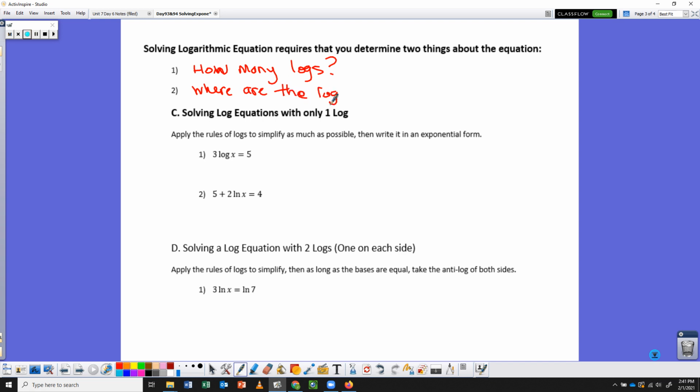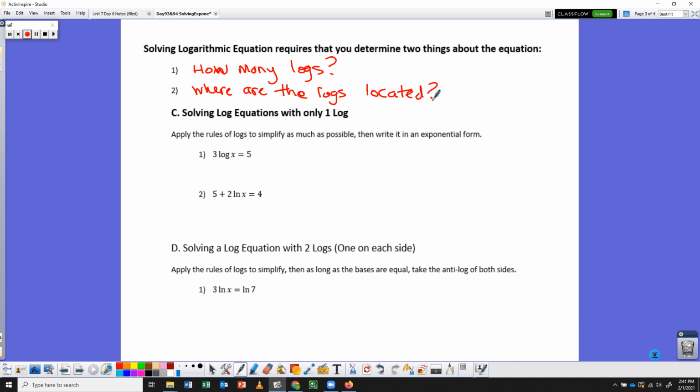Are they on the same side? Are they on different sides? Answering these questions are going to help lay out a path forward for you to be able to solve. Now, the easiest thing that could happen, which is the only thing that we're going to do in today's notes, and then we'll come back and review this and go over the rest of this on tomorrow's notes, is what happens when you're solving equations with only one logarithm.